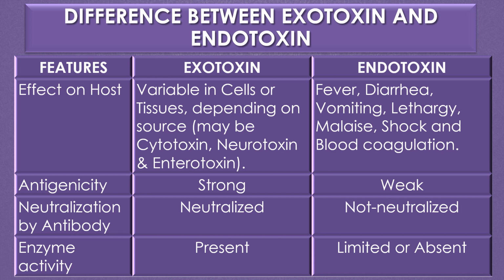Next, the antigenicity. The antigenicity of the exotoxin is strong, but the antigenicity of the endotoxin is weak. Regarding the neutralization by antibodies, exotoxins are neutralized by antibodies, but the endotoxins are not neutralized by antibodies. And the enzyme activity, the exotoxins mostly have enzyme activity, but in endotoxin, enzymatic activities are limited or absent.